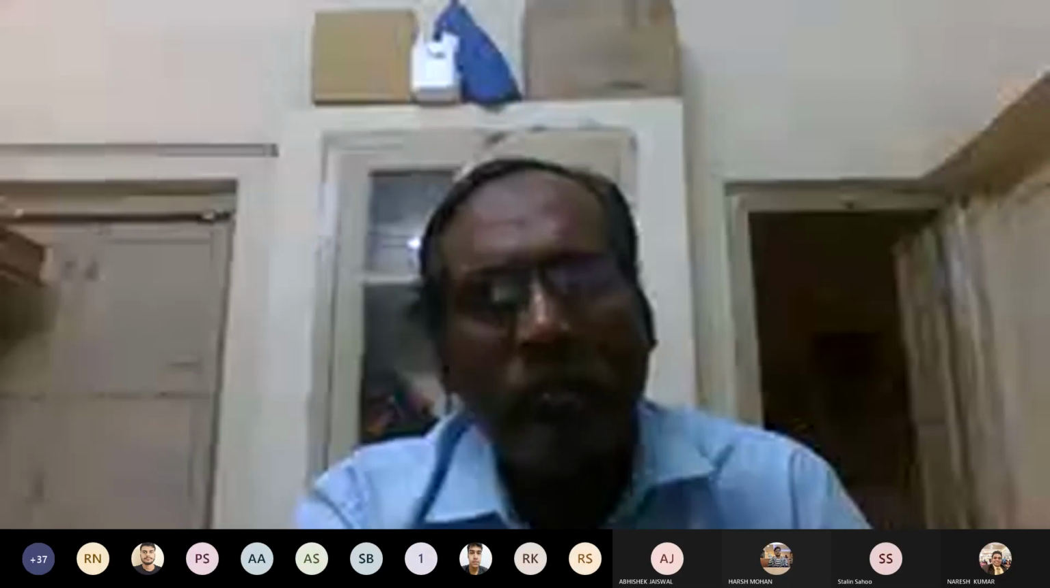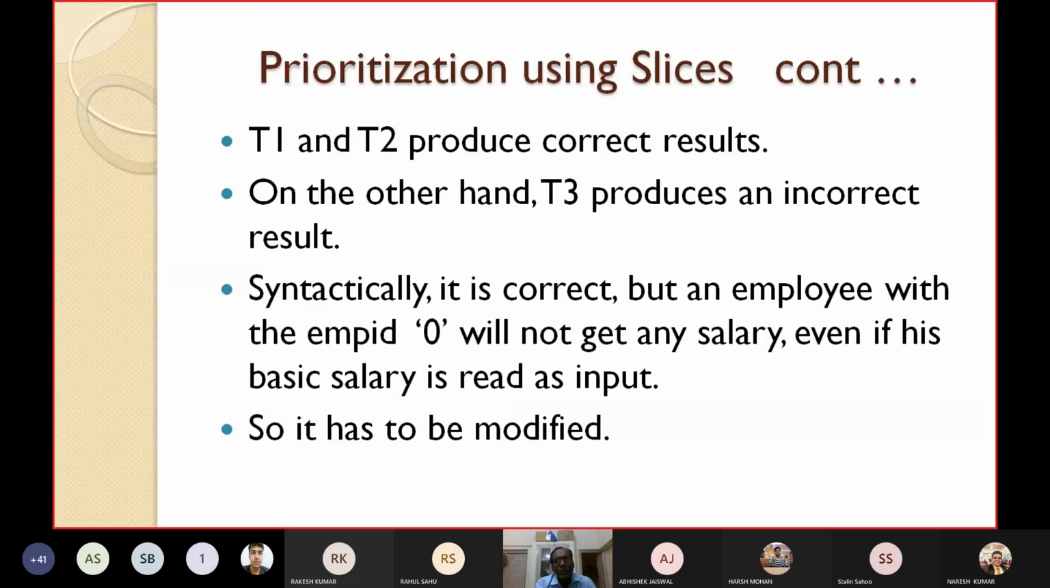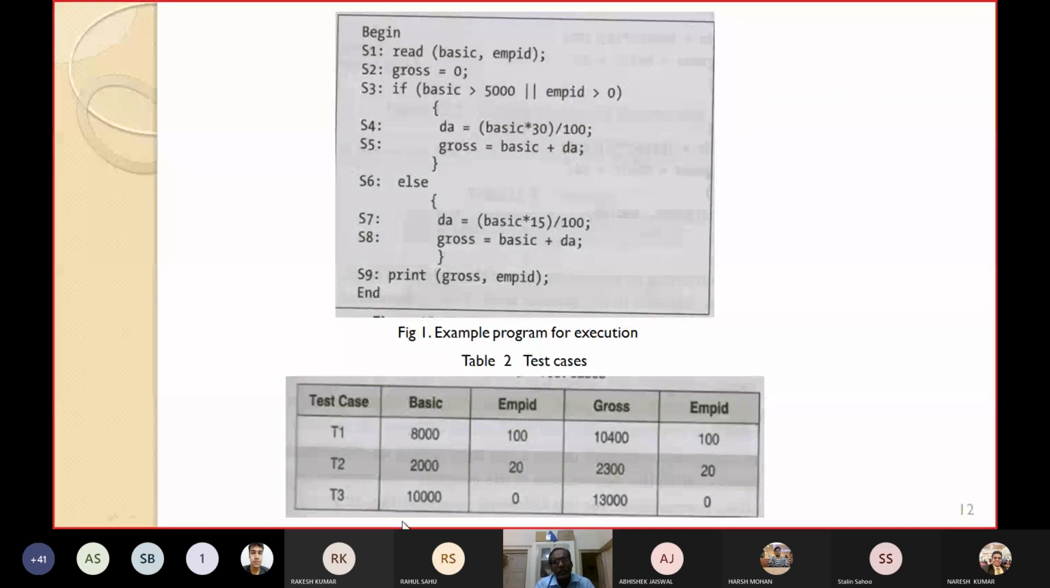So test case 3 is wrong. The test case T3 produces an incorrect result because syntactically it may be correct, but an employee with employee ID 0 will not get any salary, even if his basic salary is read as input, because his employee ID is 0. So it has to be modified. Now this test case T3 we have done has to be modified.